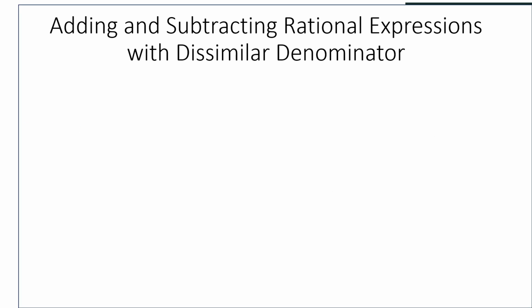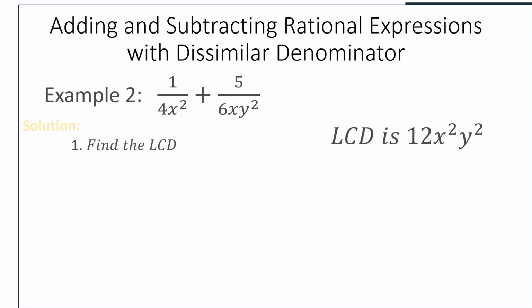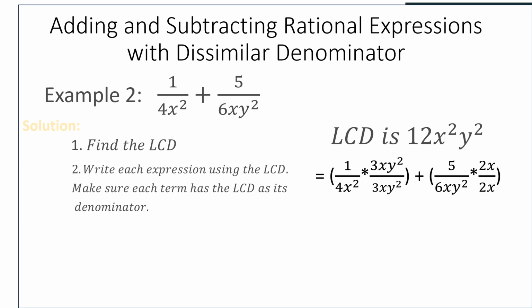Let's have our second example. 1 over 4x squared plus 5 over 6xy squared. The first step is we're going to get the LCD. Again, the easiest way to get the LCD is to simply multiply the denominators so that you can convert it into the LCD. So the LCD will be 12x squared y squared.